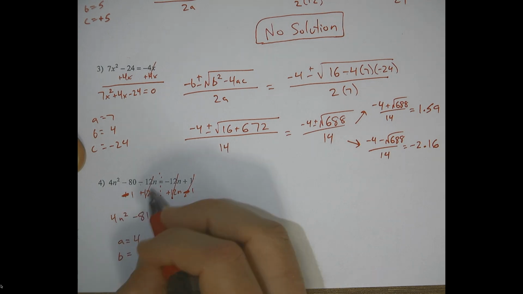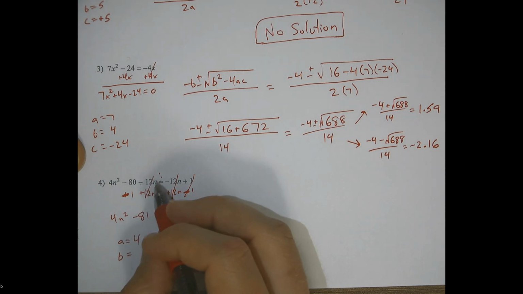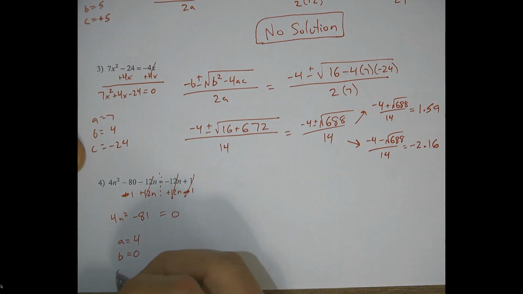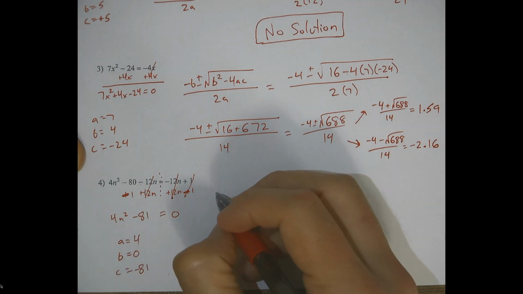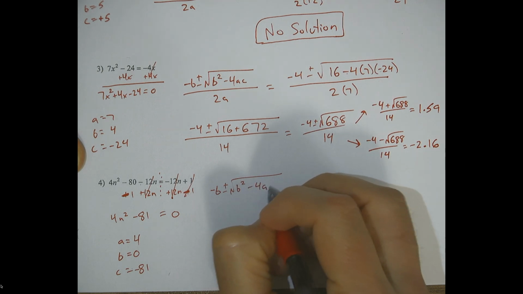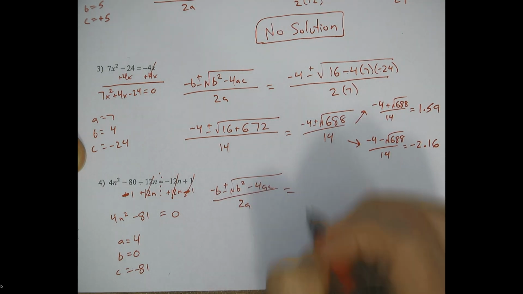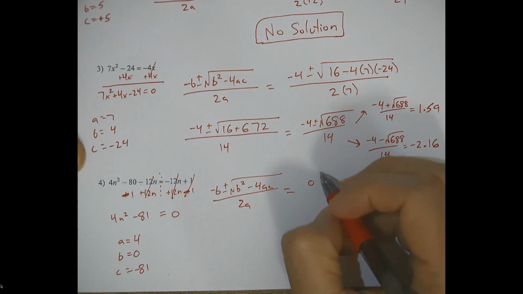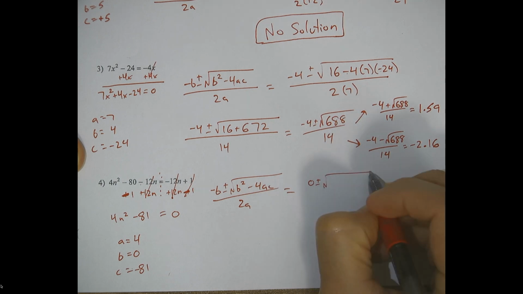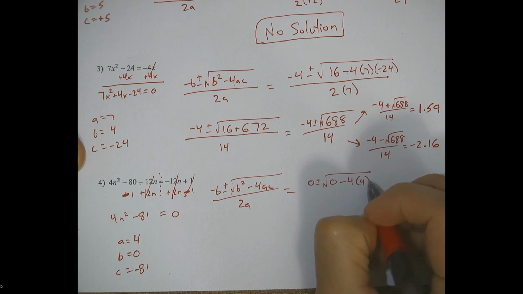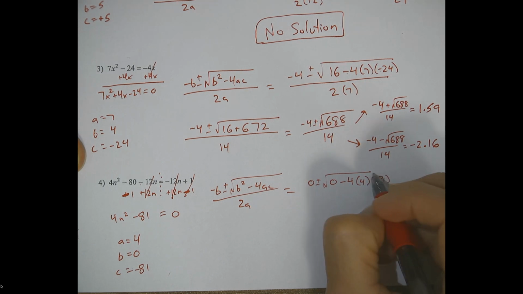B is the coefficient to the single variable that has a power of 1, which in this case went away, so that is 0. And C is negative 81. So plugging into the quadratic formula, negative b plus or minus the square root of b squared minus 4ac, over 2a. So negative b, well, that's just 0. There's no negative 0. Plus or minus the square root of 0 squared, which is 0, minus 4 times negative 81.